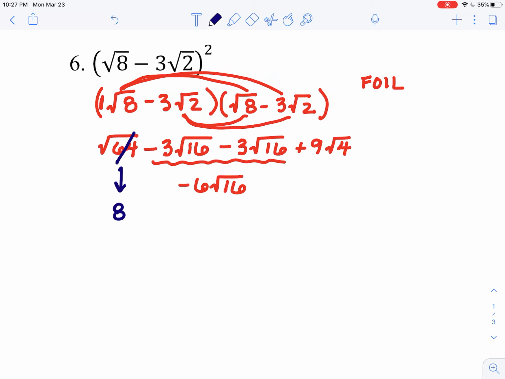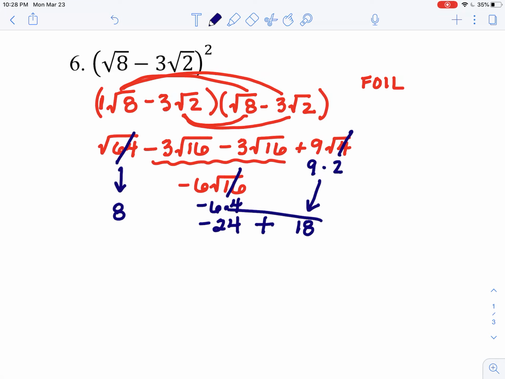For those middle terms that I combined together, negative 6 square root 16. 16 is also a perfect square. The square root of 16 is 4. So when that 4 comes out of the radical, negative 6 times 4 makes the middle term negative 24. And in my last term, 4 is also a perfect square number. The square root of 4 is 2. So this becomes 9 times 2, or 18.